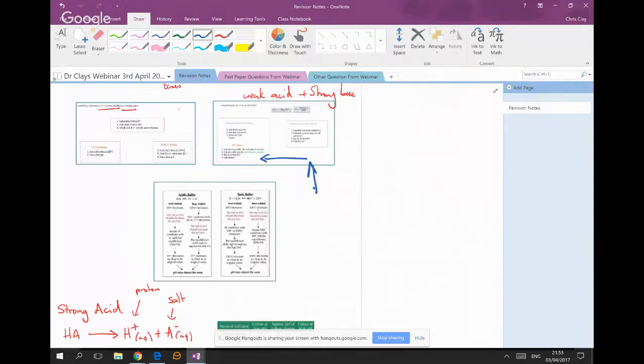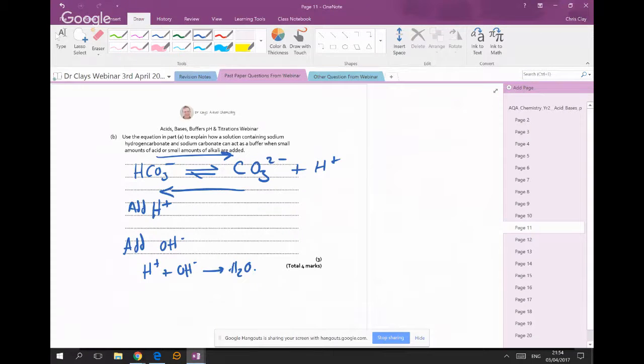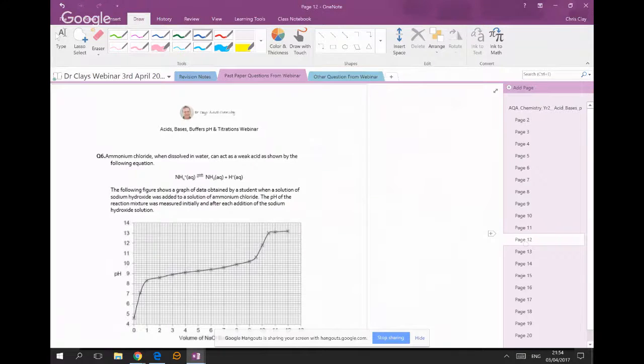Again, on the revision notes, the key here for how a buffer works are in these two little diagrams here. We're looking at an acidic buffer in that particular case, so you need to follow those key questions. So those are the ones to be aware of. Oh, is that it for question five? Okay, question six. Here we go.